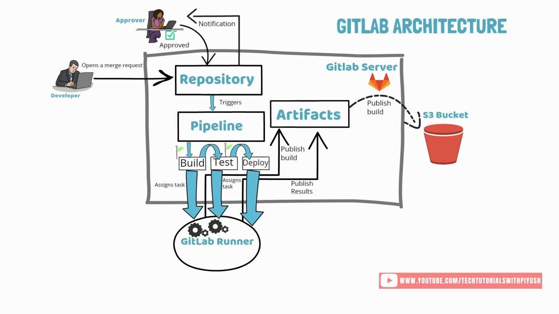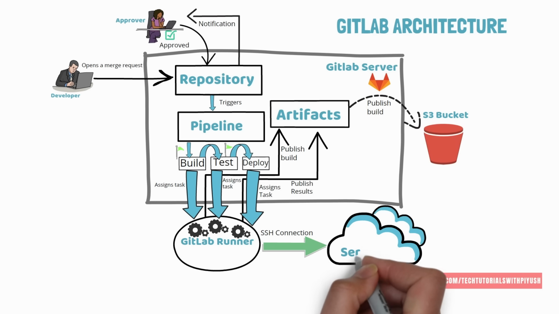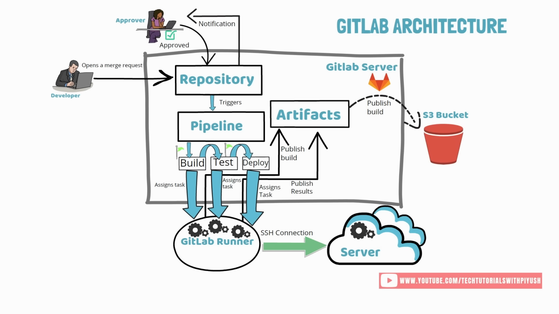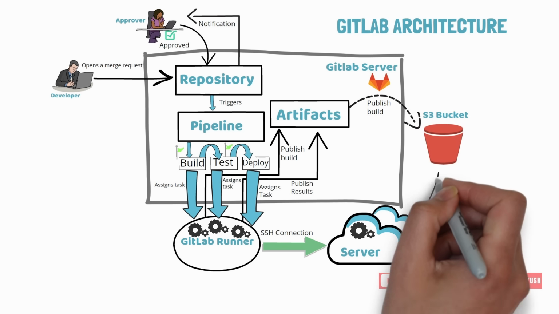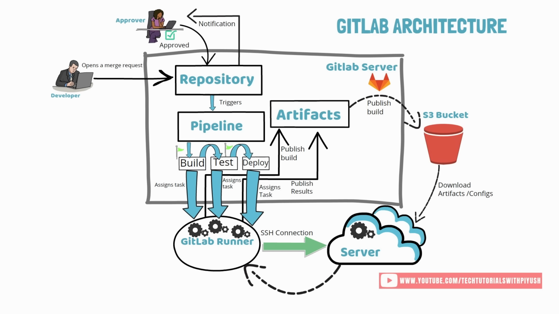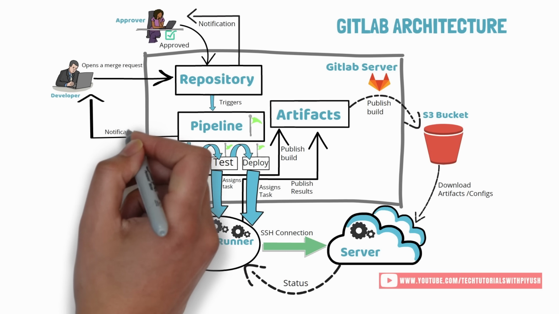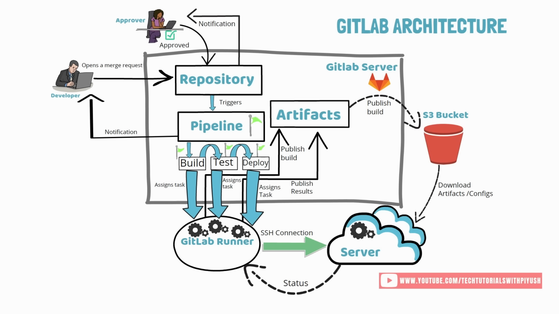Then the next stage, which is deploy, gets triggered. The job gets assigned to the GitLab runner. It creates an SSH connection with the application server, which is hosted on cloud or on premises. And then it executes the command remotely by downloading artifacts and config from the S3 bucket and reverts the status back to the GitLab runner. And this completes the deployment stage as well as the overall pipeline. The user gets notified about the status of the build.